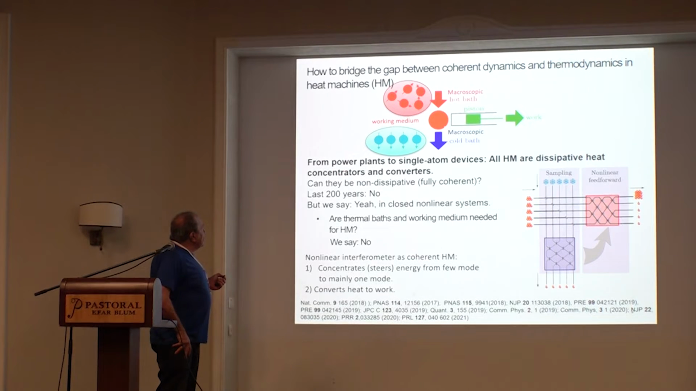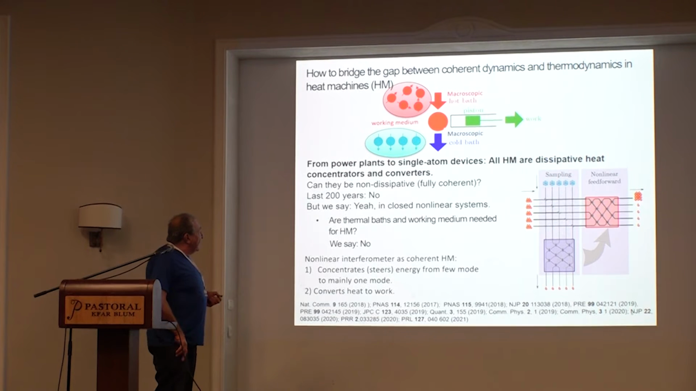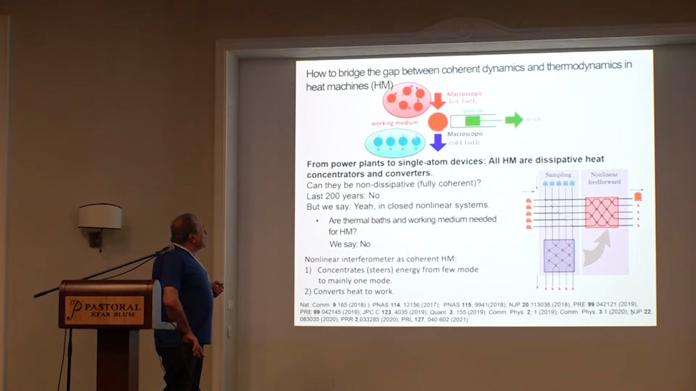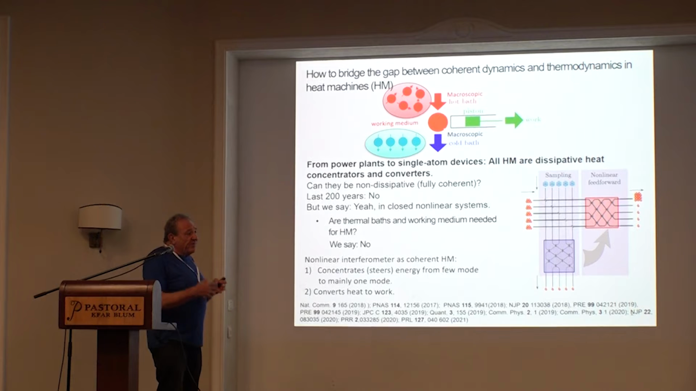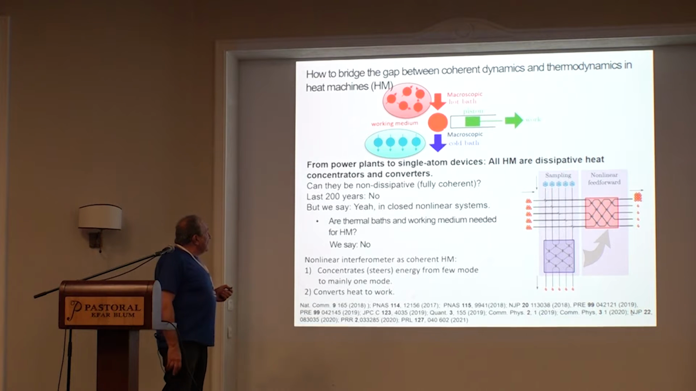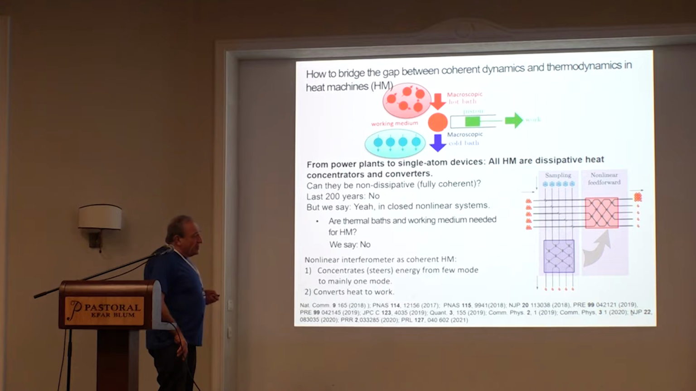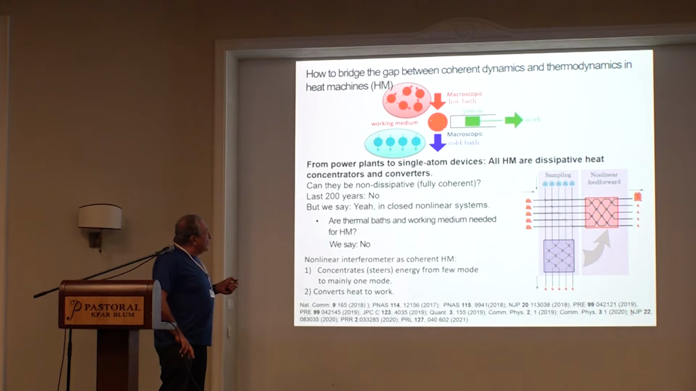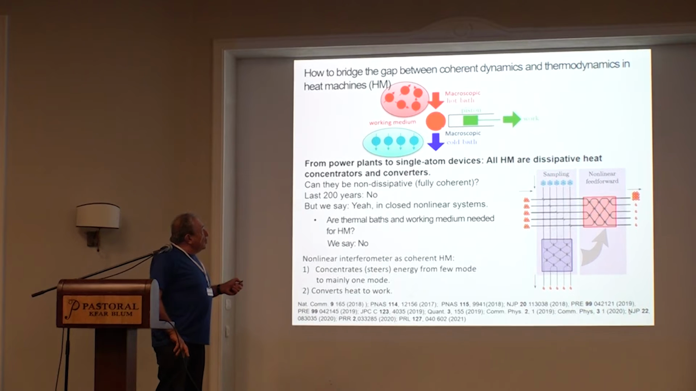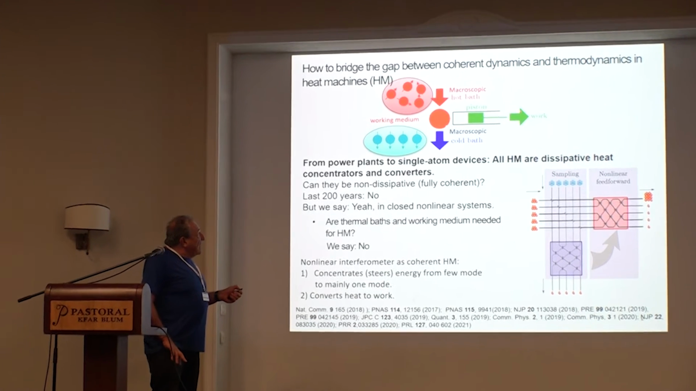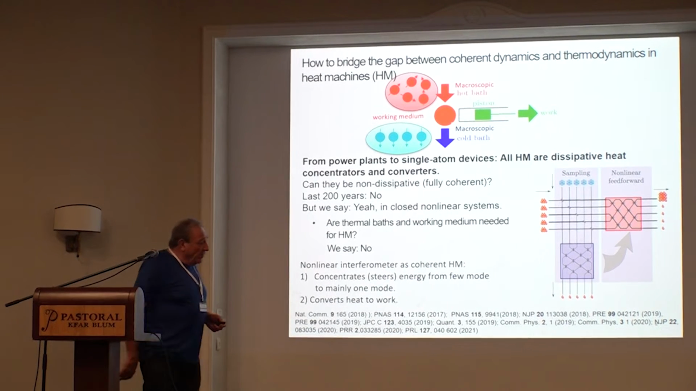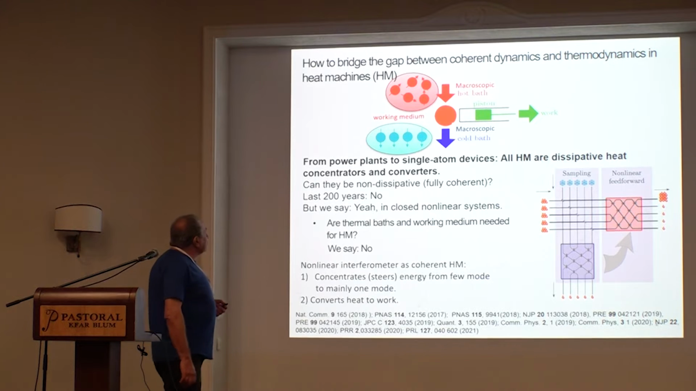All heat engines, ranging from power plants to single-atom devices, consist of the following ingredients. They are energized by a hot bath, so-called, which consists of a macroscopic number of degrees of freedom. Part of the heat is dumped into a cold bath, which also is macroscopic, and the difference is used by the working medium to produce work in a mode which is often called a piston, all right?